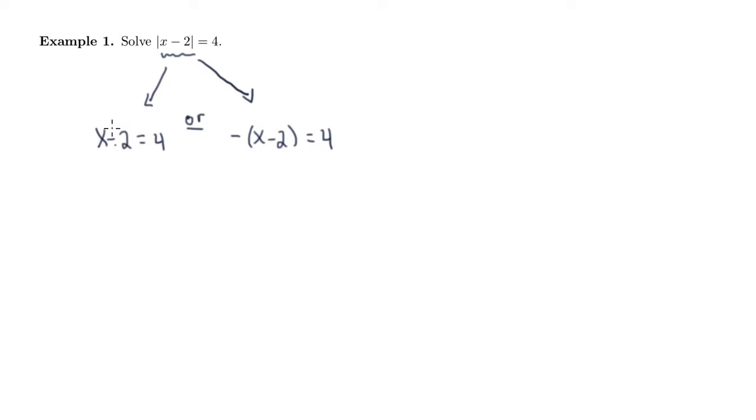So if we go through and solve, we'll get x is equal to 6. So I'm just going to add 2 over there. And over here, let's multiply by negative 1. So I'll have x minus 2 is equal to negative 4. Or in other words, x is equal to negative 2. So we actually have two solutions. x is equal to 6 is a solution, which you can verify, or x is equal to negative 2. So there are two solutions to this equation.